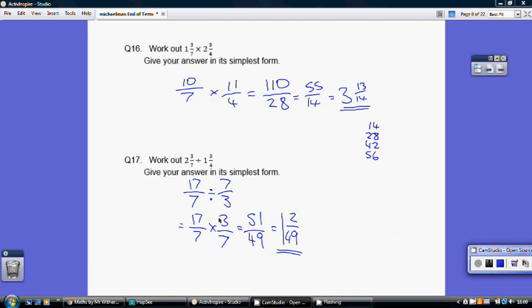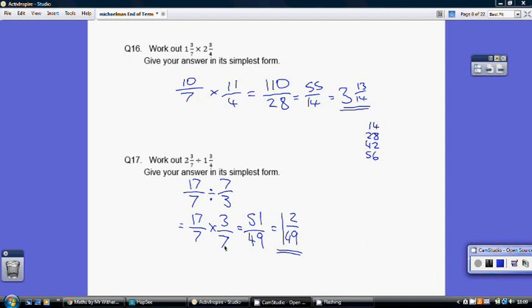Question 17. So again, as we're starting off with mixed numbers, our first step must be to change these into improper fractions. 2 7s are 14, add 3 is 17, so 17 over 7. 1 4 and 4, add 3 is 7, so that's 7/3. So it's a division question, so the first fraction stays the same, change it into a timesing question, and flip the second fraction over.